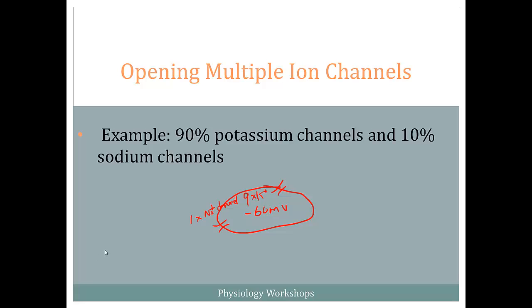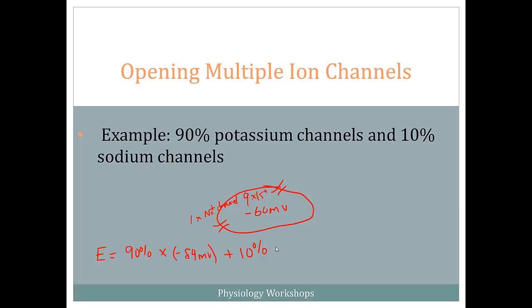So how do we calculate it? It's actually pretty simple. So we just take E equals 90% times our calculated Nernst potential for the potassium-specific ion channel, which we just calculated to be, I think, negative 84-ish millivolts. And then we add that to, since we have 10% of the channels that are open are sodium, 10% times the Nernst potential for a sodium-specific ion channel.